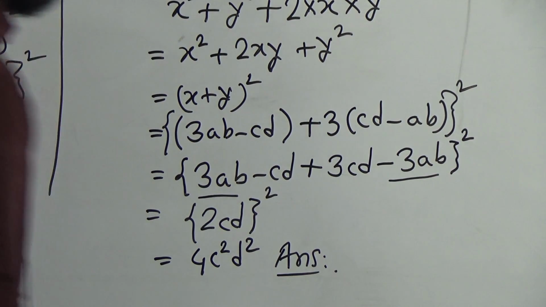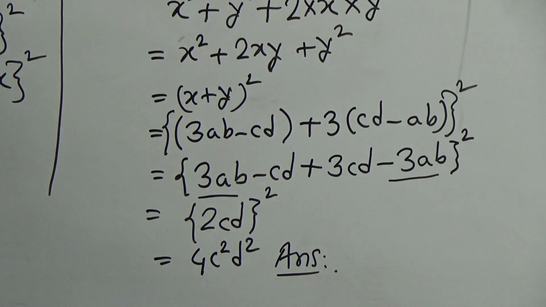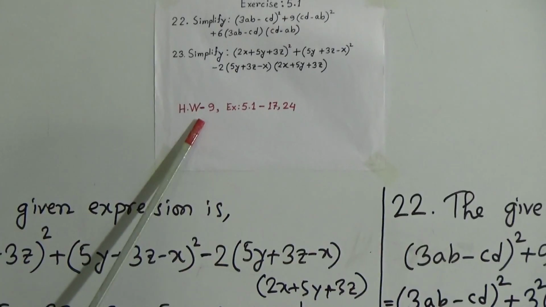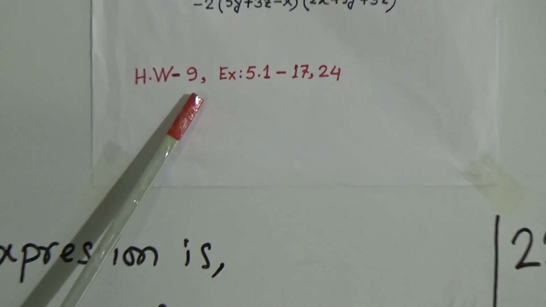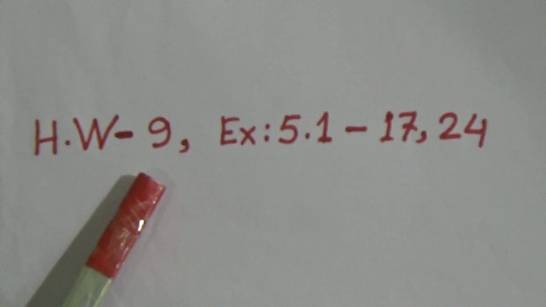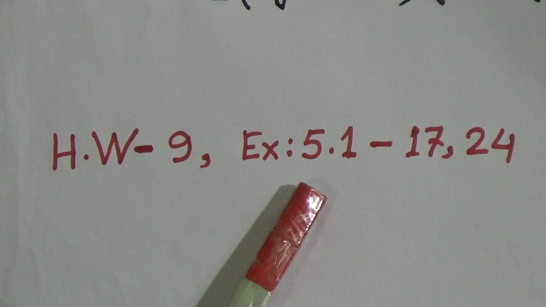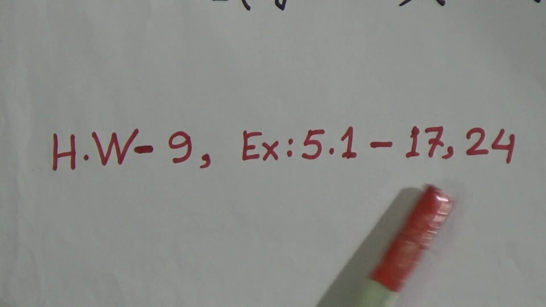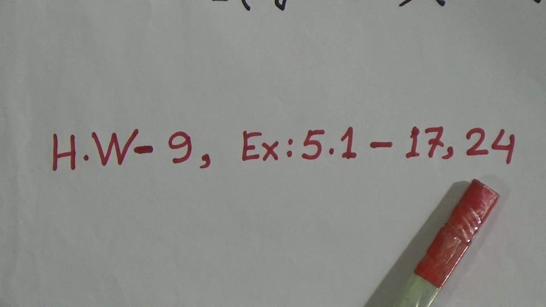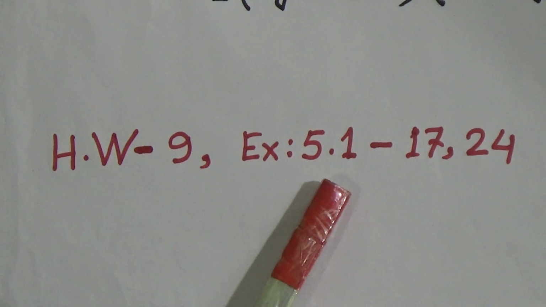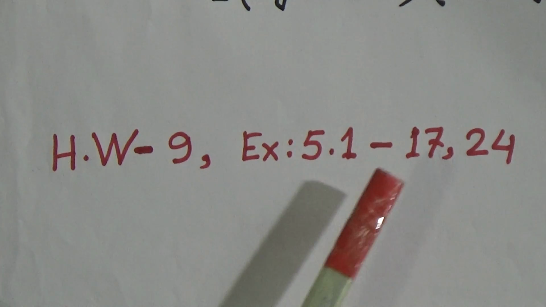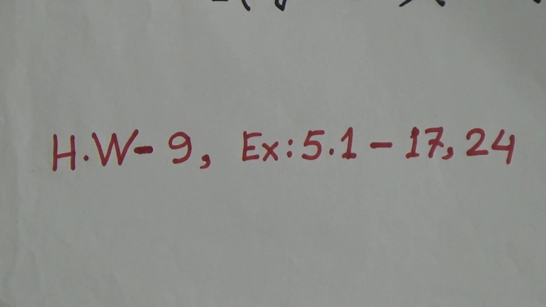I hope you have understood how to solve. Now my dear students, you have a homework and your homework number is 9. I have written here in red color, it's HW number 9. Please mention the HW number in your HW copy. To do the HW you need to solve question number 17 and question number 24 from your book exercise 5.1. That means in exercise 5.1 you need to solve 2 questions, 17 and 24, my dear students.